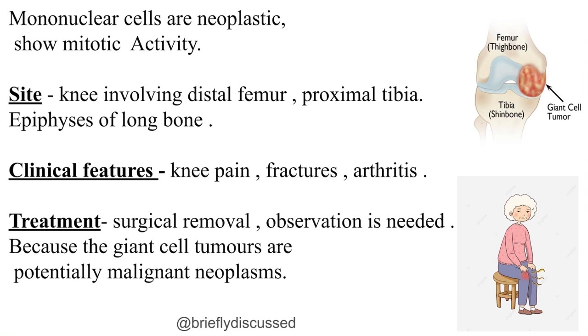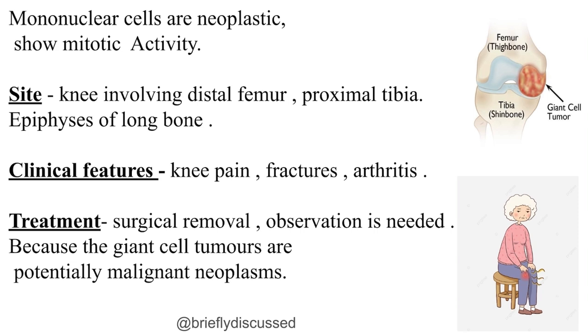Coming to the site, knees are involved, distal femur and proximal tibia are involved, you can see in the picture beside, and the epiphysis of the long bone. This tumor will be occurring in the epiphysis of the long bone. Coming to the clinical features, there is more osteoclastic activity. What happens if there is osteoclastic activity? It will cut the bone and cause fractures, arthritis, knee pain. So you can see these clinical symptoms. Even in our story, the female lead is cursed with this terrible knee pain. Coming to the treatment, what will we do for this osteoclastoma?